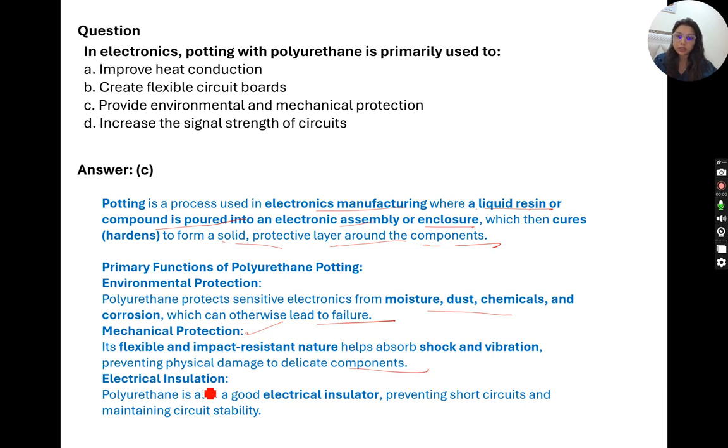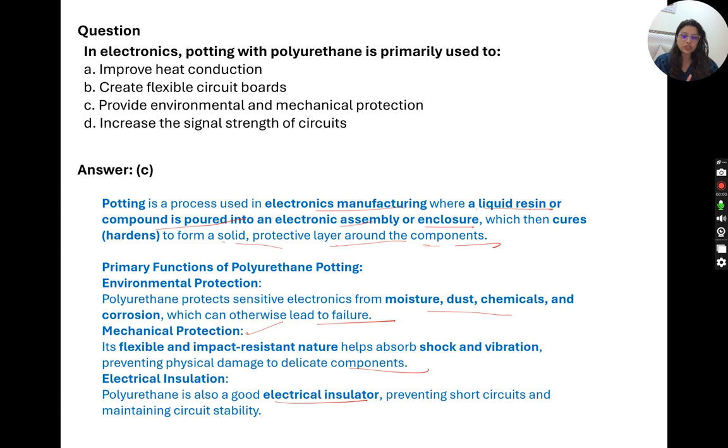And lastly, because polyurethane is a good electrical insulator, it can also prevent short circuits, mainly maintaining circuit stability. So that's why these properties help polyurethane to form a coating around electronic devices. I hope the process of coating is clear and why polyurethane is used in this is also clear.